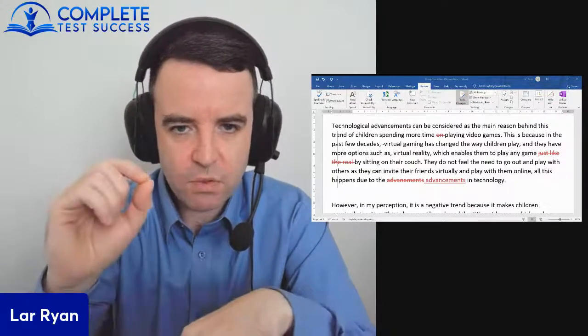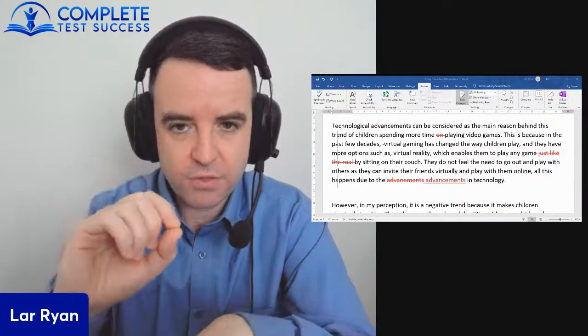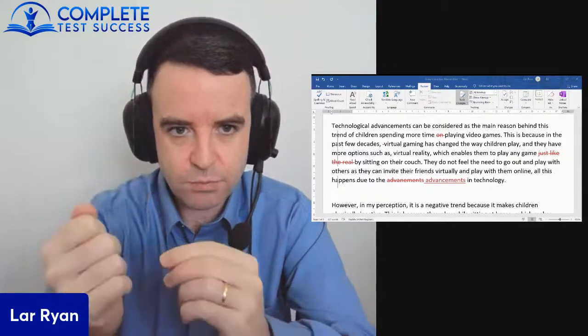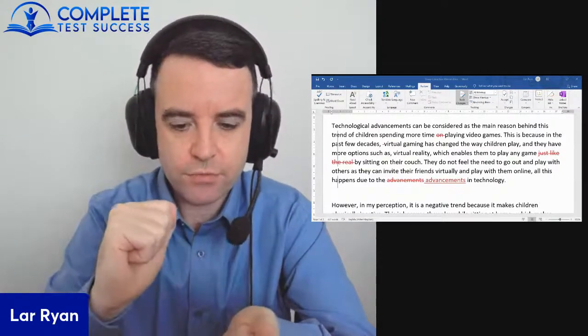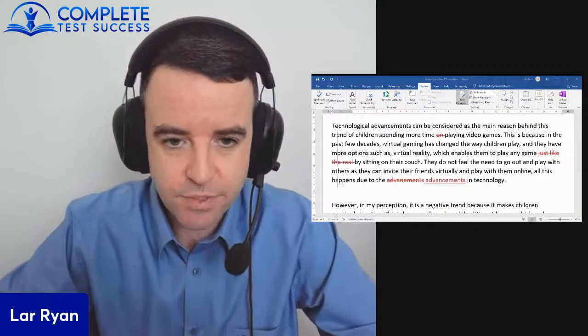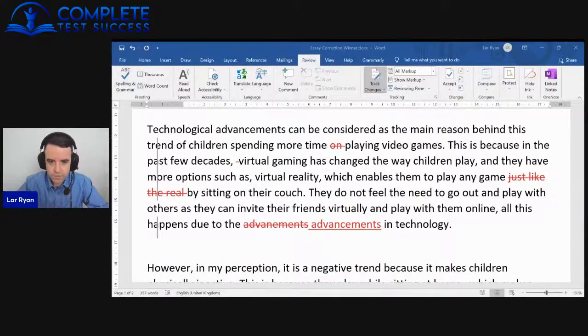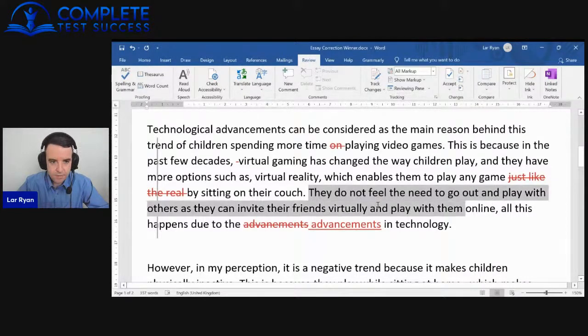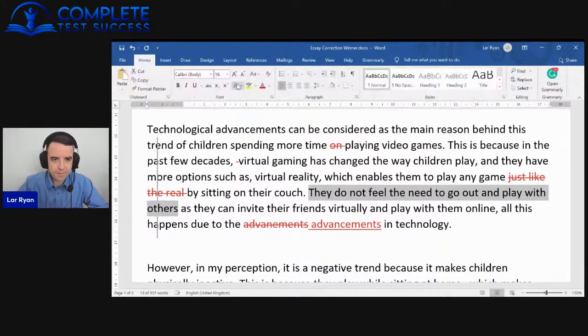And there's only a very small part of this essay, of this paragraph, talking about how that stops them from playing sport. So I would like a much stronger response to this is why they're not playing sport as much, and that hasn't been done. So if we look here, like there's this bit, they do not feel the need to go out and play with others. So that there is the only part that's really addressing what the question is about.